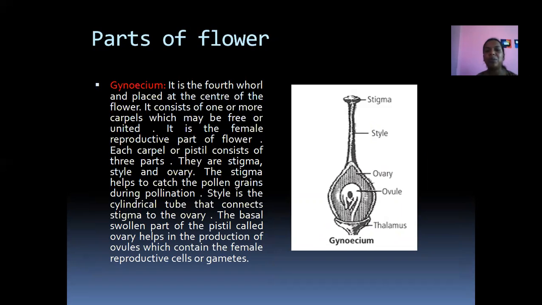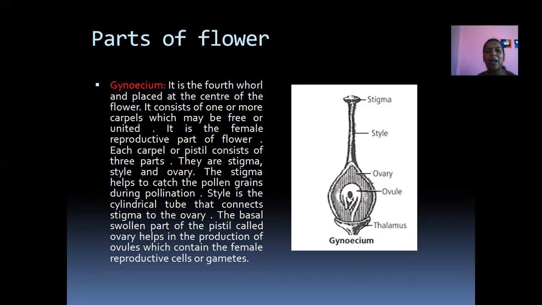Gynoecium. Gynoecium is the fourth whorl or the last part of the flower, and is placed at the center of the flower. It consists of one or more carpels which may be free or united. It is the female reproductive part of the flower. Each carpel or pistil consists of three parts. They are stigma, style, and ovary.